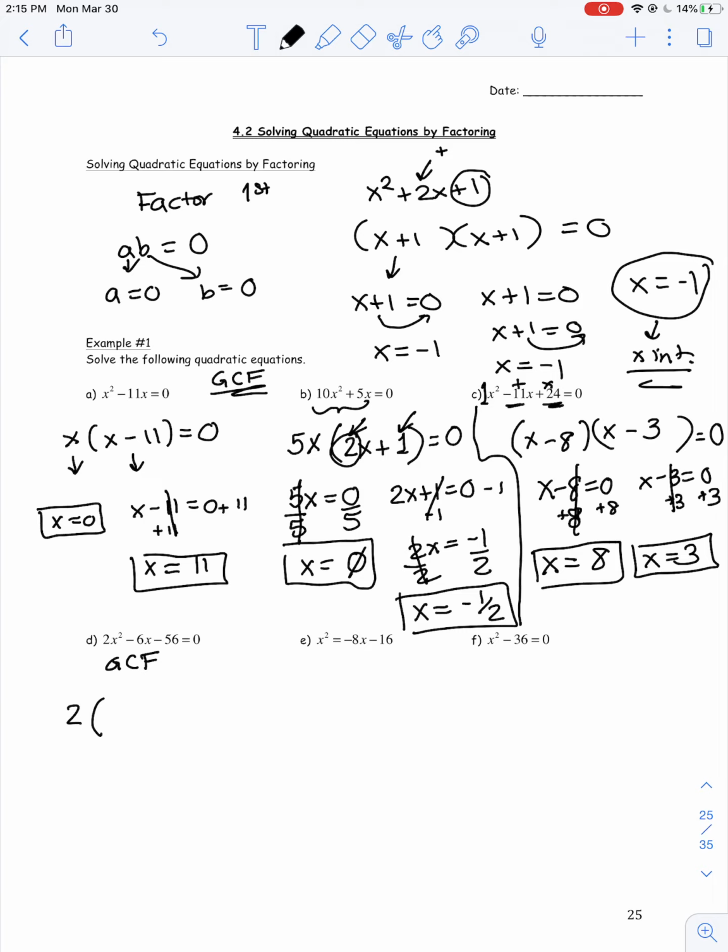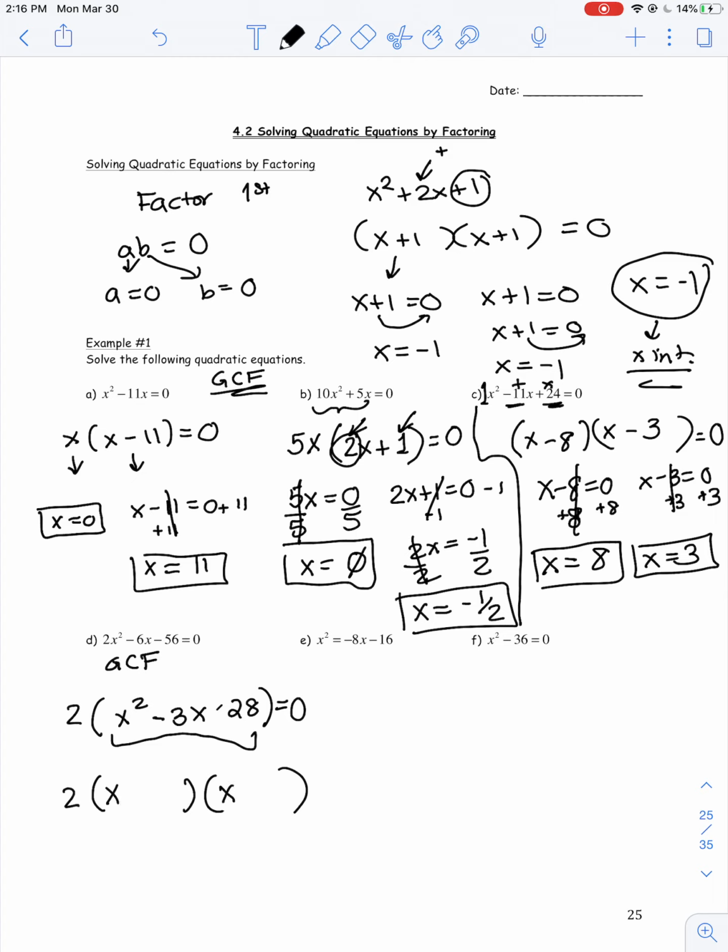D, always take out the greatest common factor, so they can all be divided by 2. So you have 2 being taken out and put in front of the bracket, leaving you with x squared, because 2 divided by 2 is 1, you don't have to write it. Negative 6 divided by 2 is negative 3x, and negative 56 divided by 2 is negative 28. So that's partially factored. Now we need to break this up even further.